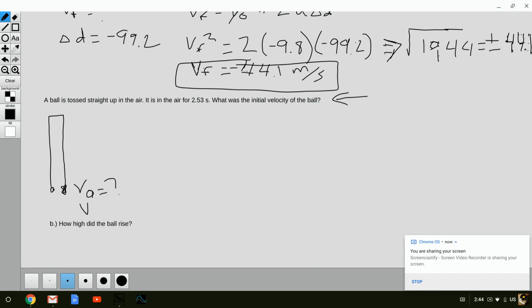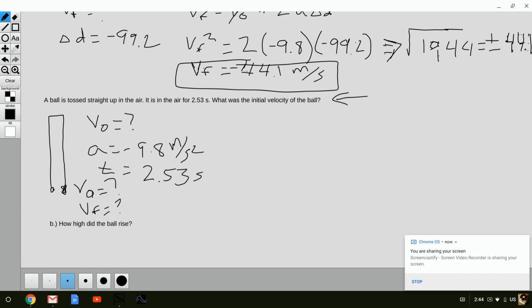The other thing is we don't know the final velocity. We do know the acceleration, and we do know the time that it's in the air, but that's all we know. So if we take a look at what our givens are here, we don't know our initial velocity. That's what they're asking for. The acceleration is going to be negative 9.8. The time they give us is 2.53 seconds. And that's all we really know.